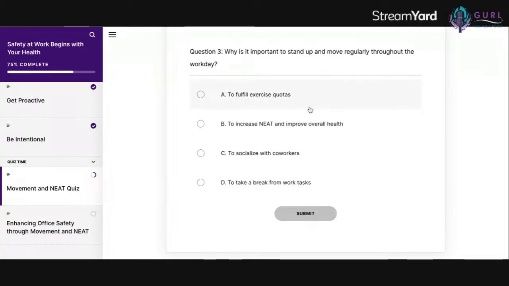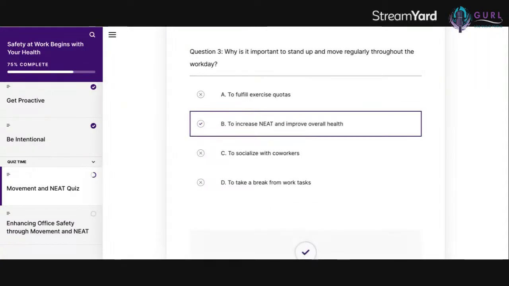A, to fulfill exercise quotas. B, to increase NEAT and improve overall health. C, to socialize with coworkers. Or D, to take a break from work tasks. Listen, to me, it was like all of the above. Like for real. If you're wearing a smartwatch like I do, or keep your phone on you, or you just happen to have a hip pedometer, you're trying to get those steps in because that's an exercise quota for you. However, the real answer, of course, is what we're learning about, and that is to increase your NEAT and improve your overall health, because health is office safety.